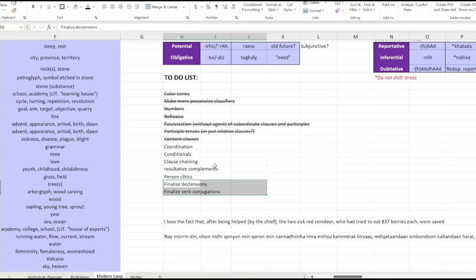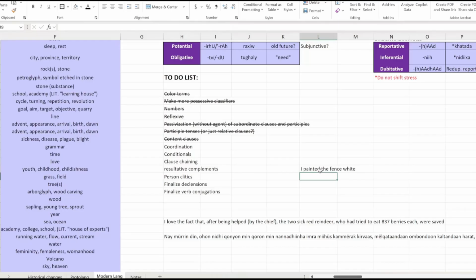Another quick thing that we might as well get out of the way now. Something I've added to the list is resultative complements. So this is something along the lines of, I painted the fence white. So white in this sentence is basically describing the result of the verb. Like, I painted the fence, and as a result of that, the fence is now white. So basically, how does this language handle that?